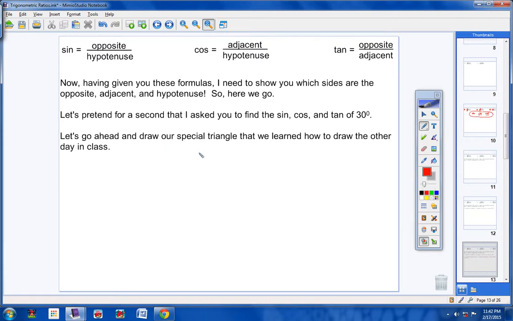Let's go ahead and draw our special triangle that we learned how to draw the other day in class, okay? So I want you to find the sine, cosine, and tangent of 30 degrees. So bear with me. Are you ready? Remember how we did this?